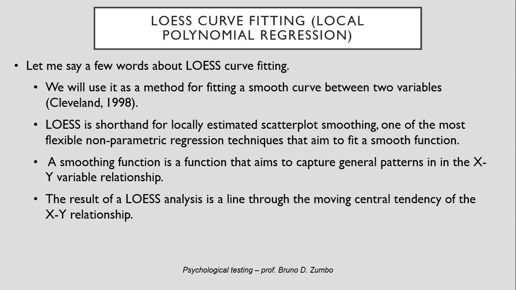We're going to use something called LOESS. It's a shorthand for locally estimated scatterplot smoothing. There's various of these. It's one of the most flexible non-parametric regression techniques that aim to fit a smooth function. A smooth function is a function that aims to capture the general patterns in the XY variable relationship, and the result of a LOESS analysis is a line through the moving central tendency of the XY relationship.